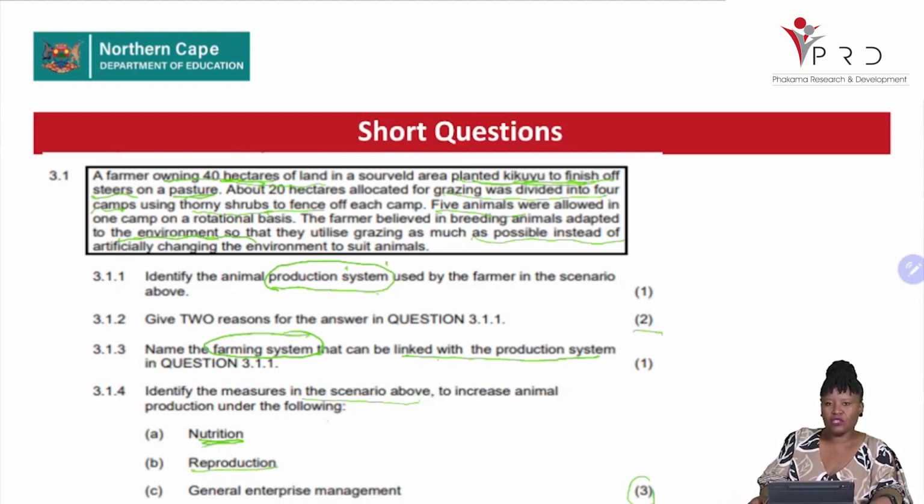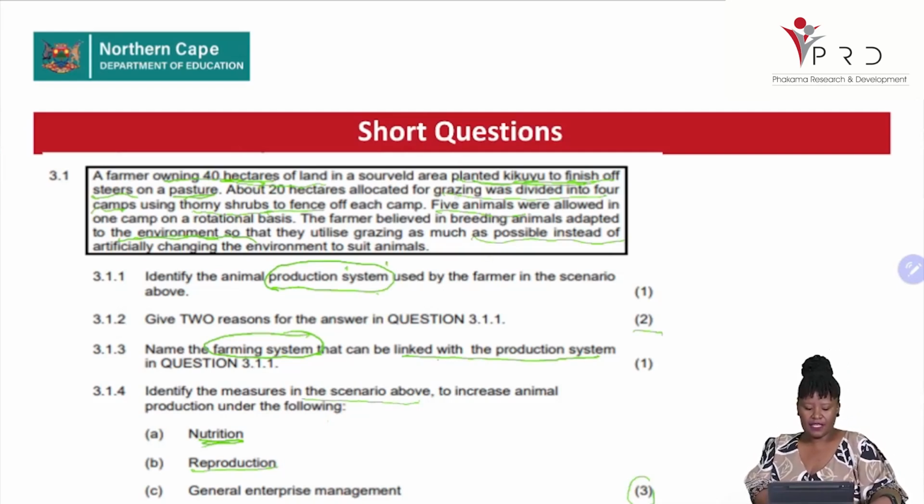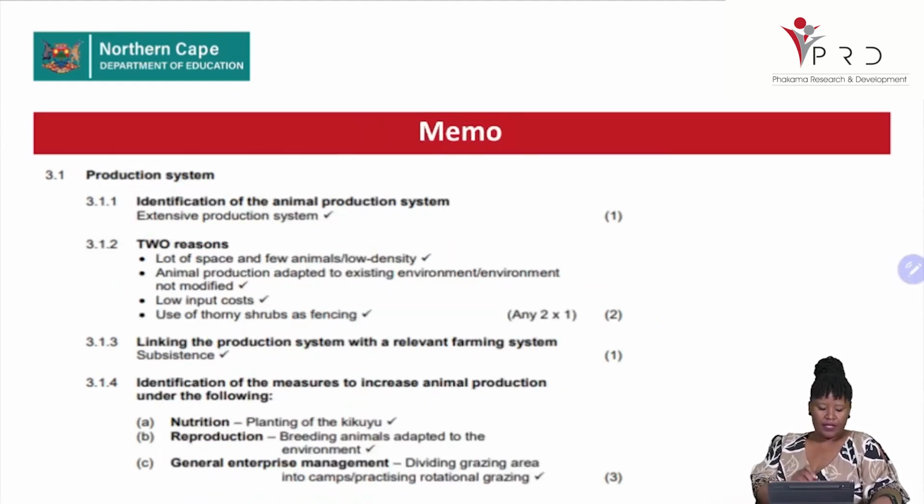The environment is not changed for them to be able to reproduce. And the general enterprise management. What was managed here? The farmer has divided the grazing land into 4 camps for grazing purposes. It's an extensive system. There is a lot of space. We are looking at our memo. We discussed it. Animal production adapted to the existing environment, which is not modified. Low input cost. There is less input as the thorny shrubs are used for fencing.